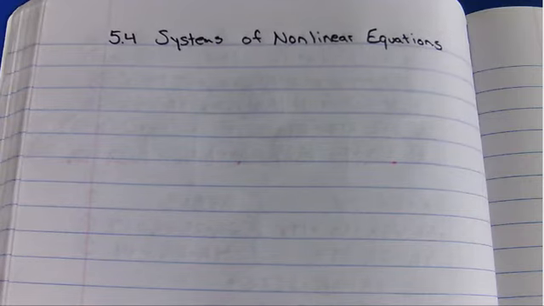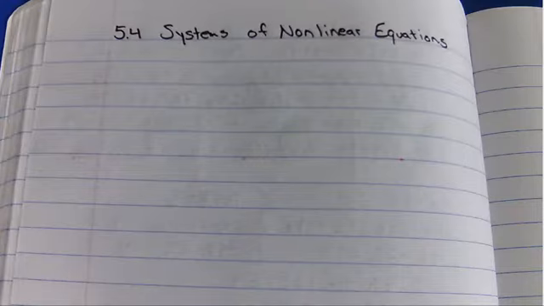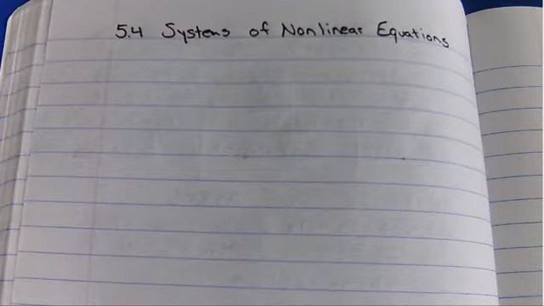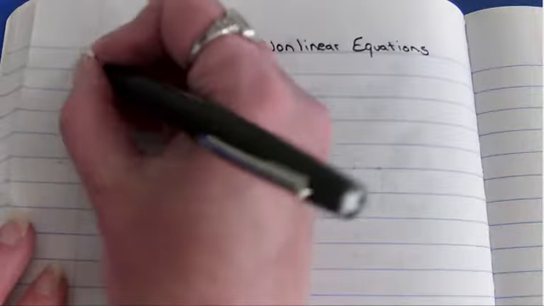Systems of nonlinear equations. That means I don't just have x's and y's. I might have x squared. I might have y squared. So I could have a parabola. I could have a circle even. It's kind of interesting. So let's just jump right in.